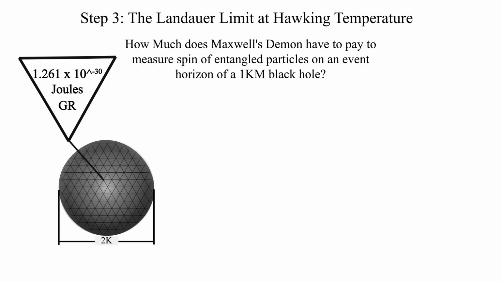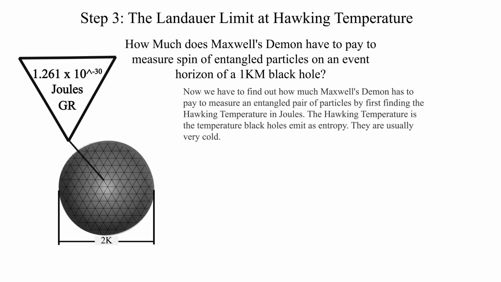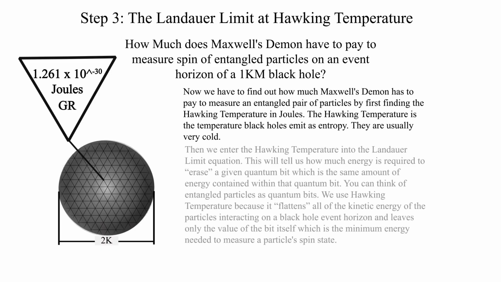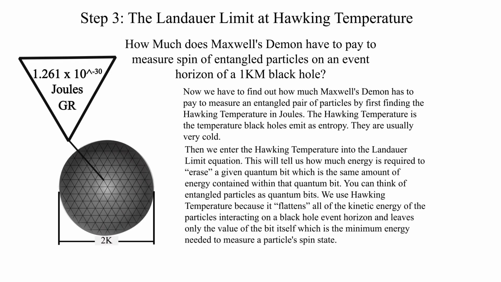Step 3, we're going to find the Landauer limit at Hawking temperature. So we're going to find out how much Maxwell's demon has to pay to measure an entangled pair by finding the Hawking temperature. The Hawking temperature is the temperature black holes emit as entropy, and black holes are usually very cold. Then we enter the Hawking temperature into the Landauer limit equation. This will tell us how much energy is required to erase a given quantum bit, which is the same amount of energy contained within that quantum bit. You can think of entangled particles as quantum bits.